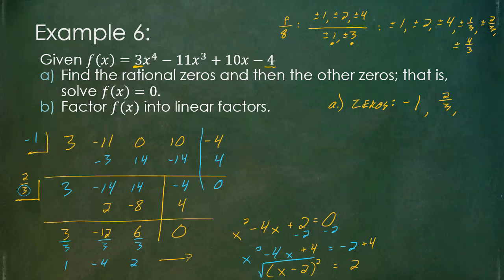And now I can square root and solve the rest of the way. So with this one, I would end up with x minus 2 now equaling plus or minus the square root of 2. Then add the 2 at the very end, so I end up with x equaling 2 plus or minus the square root of 2 as my final two zeros.